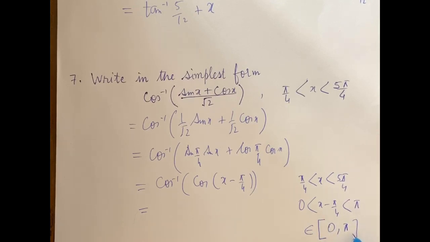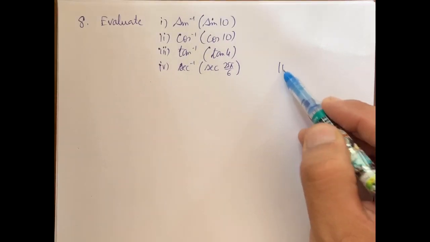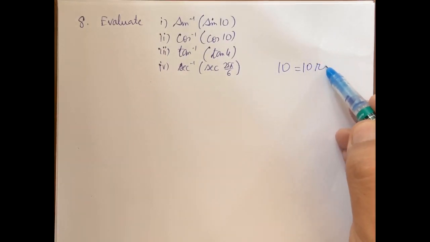It should actually belong to the closed interval. It's belonging in this case to the open interval. So this belongs to this interval. Therefore, they will cancel out. We'll have x minus pi by 4. Simplify these expressions.